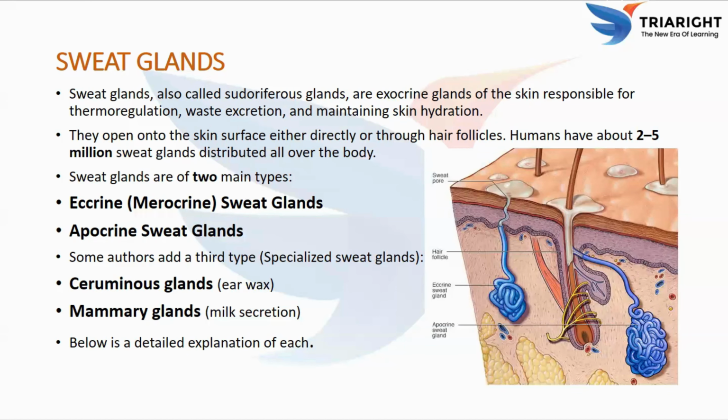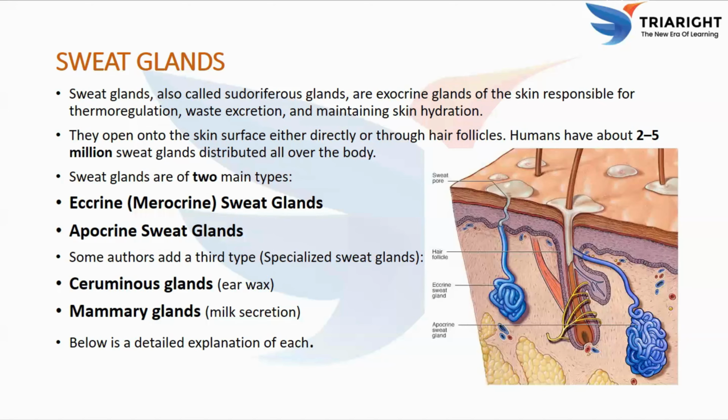So what is the primary role? It cools the body, nothing but thermoregulation, and this maintains the electrolyte balance. These eccrine glands are active from birth itself. So the second type is apocrine sweat glands. These are found in the axilla like armpits, areola of the breast, groin, and also the perineum. They open into the hair follicles.